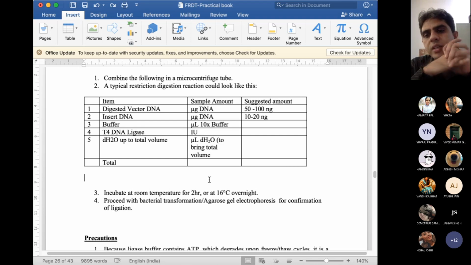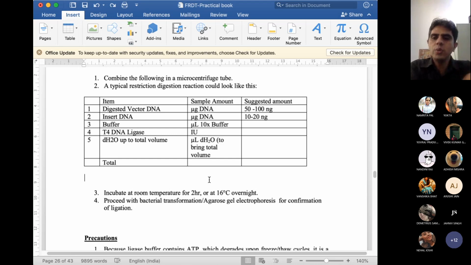If you keep it at 25 degrees Celsius for 2 hours, then your ligation will be done. And if you perform your experiment in the evening, then you have to keep it at 16 degrees Celsius overnight. Now you may ask, sir, why so many different types of things? When our room temperature is doing a very quick job, then why are you asking us to incubate it so long?